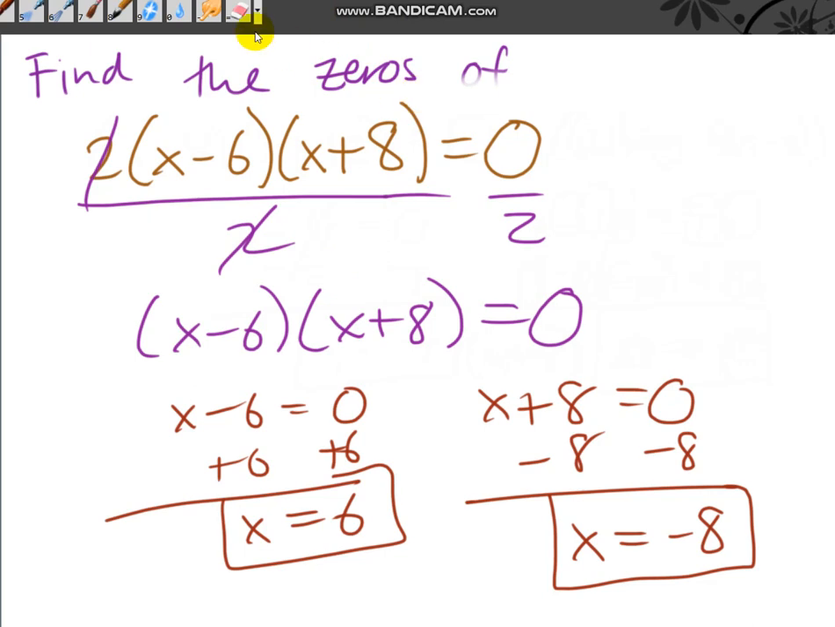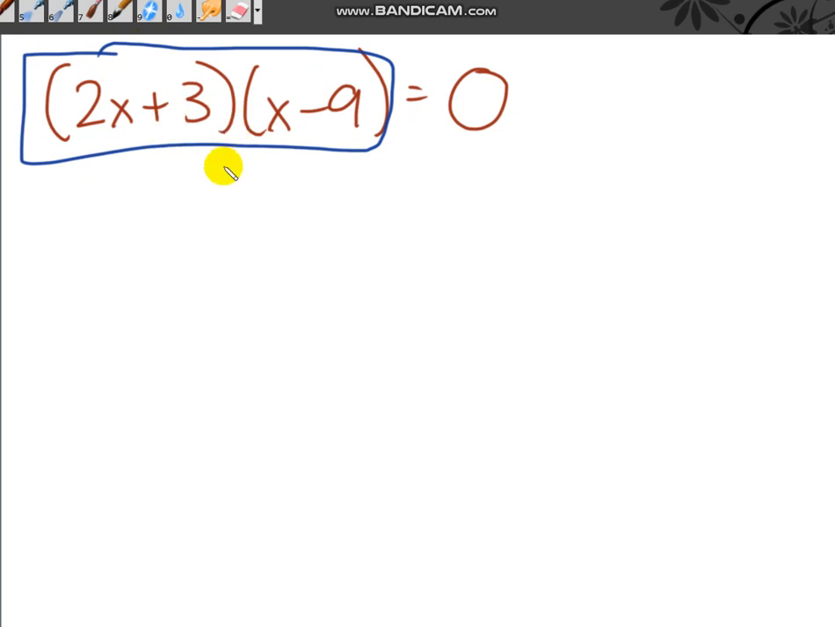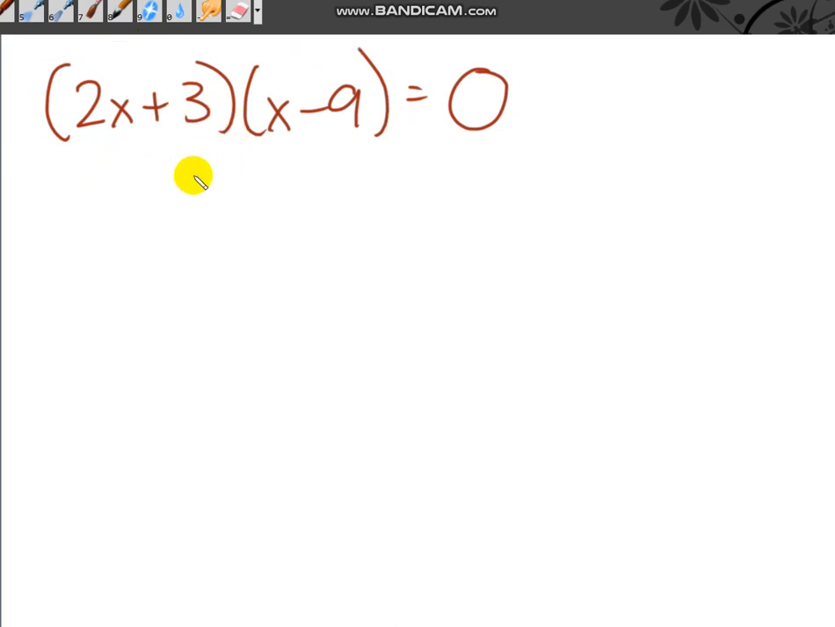I'm going to clear this as well. All right, so let's say we have something like this: (2x + 3)(x - 9) = 0. Like I showed you earlier, when you have to use the x method on certain trinomials where a is not equal to 1, you might get a factored form that looks like this. And eventually you're going to have to solve for x for those particular cases.